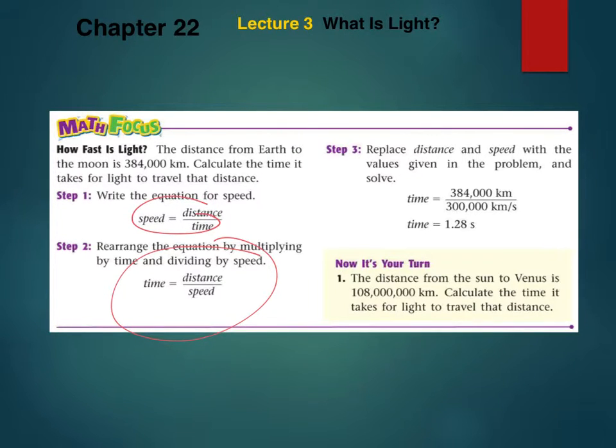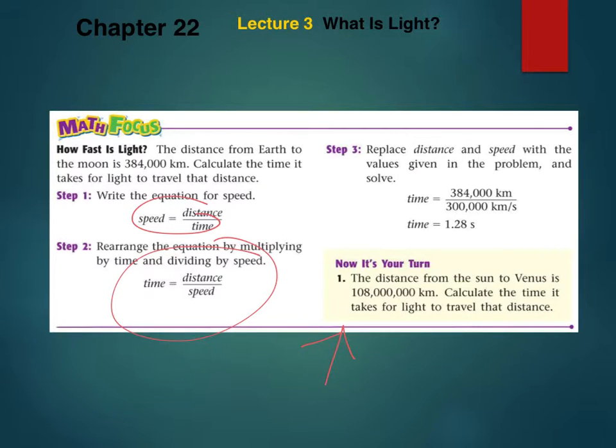So let's say we wanted to know how long it took light to travel 384,000 kilometers. Well, you plug in the distance. We know that the speed of light is 300,000 kilometers per second. You divide the two, so it takes light reflected from the moon to get to Earth 1.28 seconds. You can try this down here with that ridiculously big number to see that.